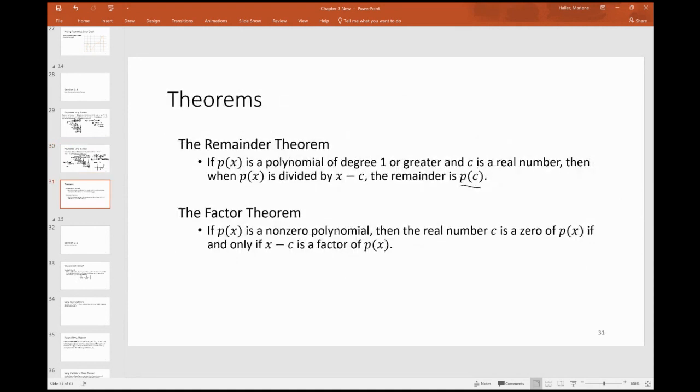The factor theorem also is quite common sense. It just says that if some polynomial is a non-zero polynomial, then the real number c is going to be a zero of that polynomial if and only if x minus c is a factor of p. We, of course, already know that because that's how we find the zeros. We set an equation equal to 0, we factor it, and then use the zero product principle to find those zeros. All right, that's it. That ends the lecture for section 3.4. And there's your remainder theorem and your factor theorem.